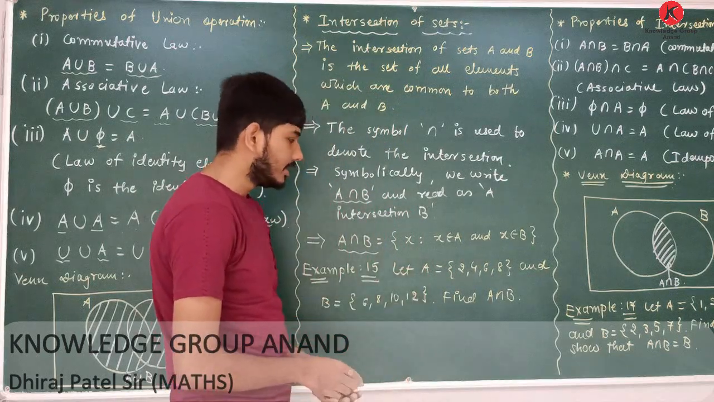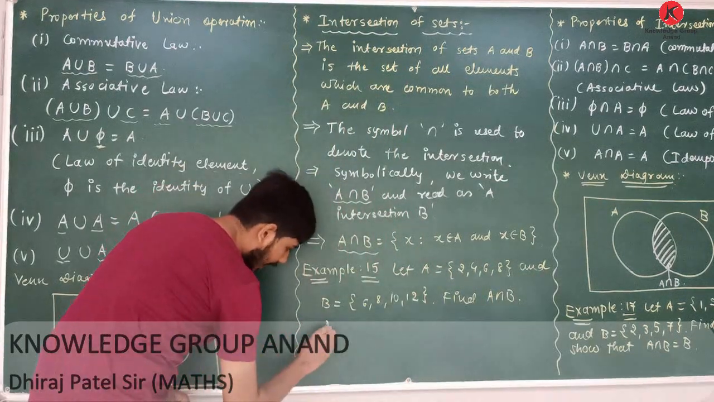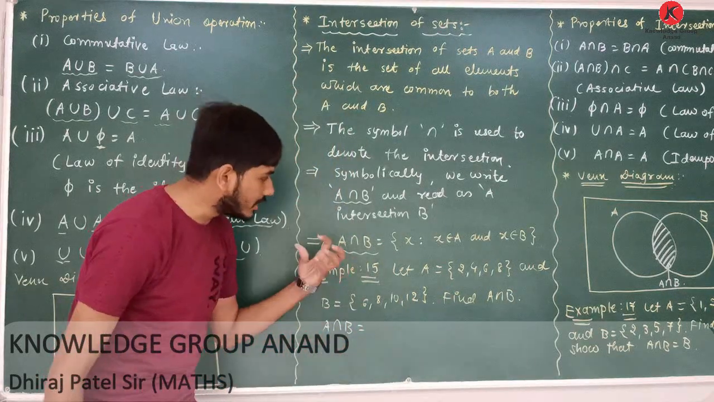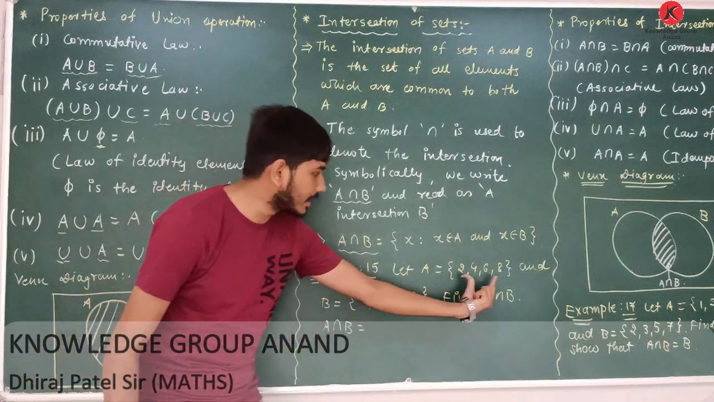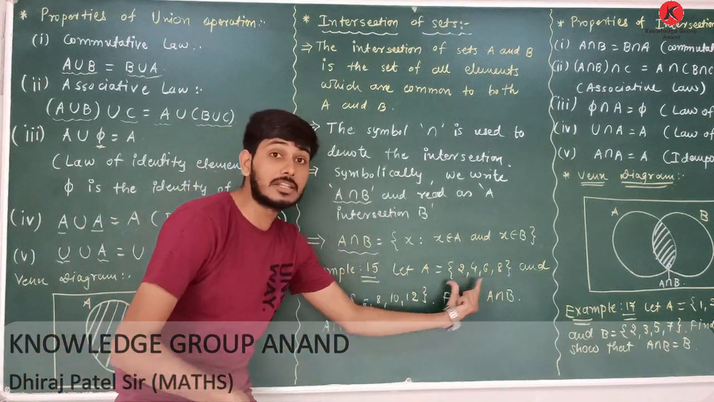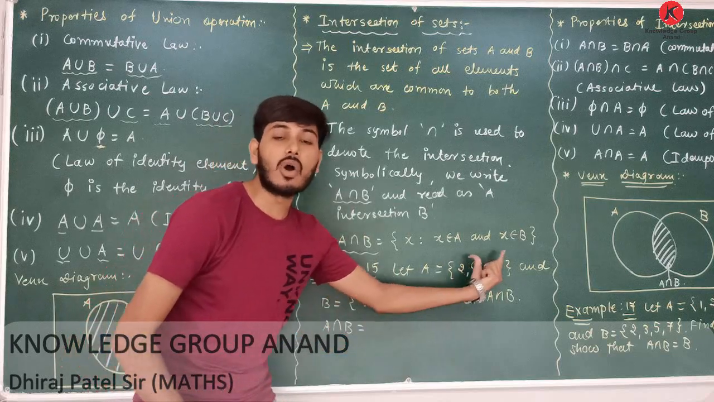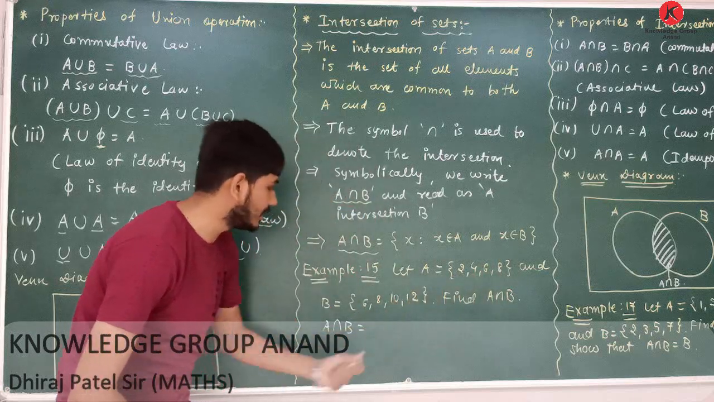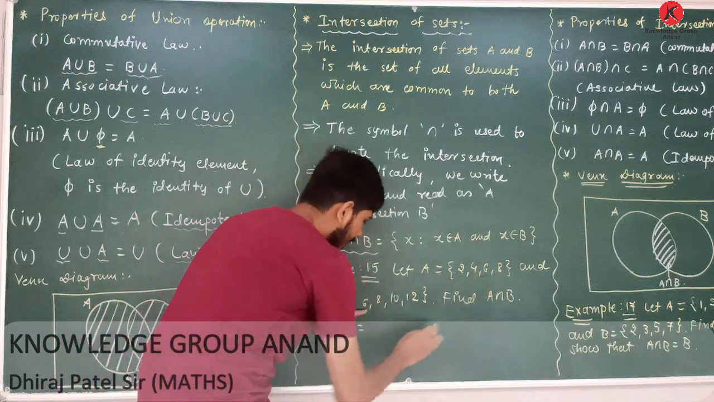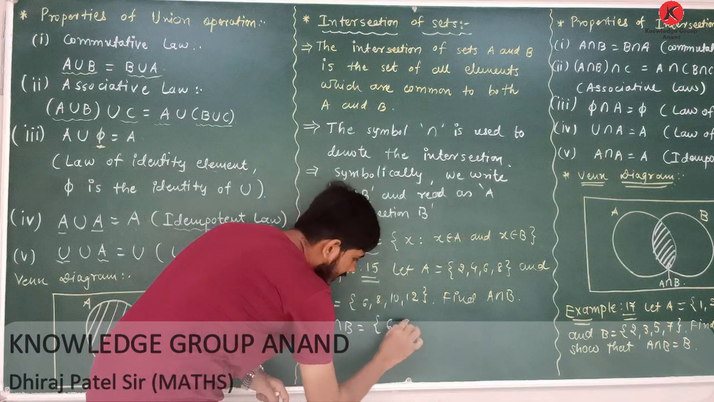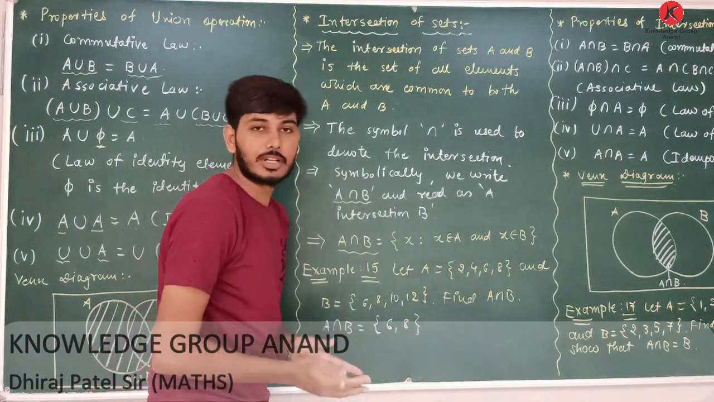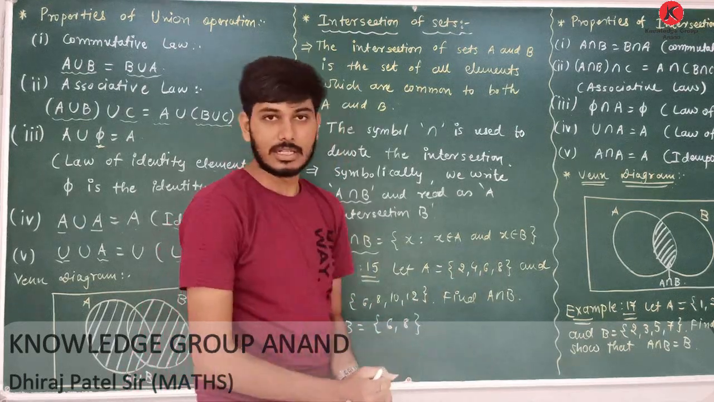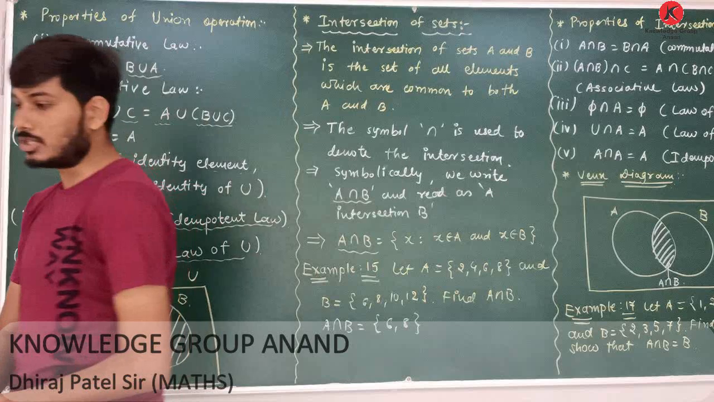So we know that we have to write A intersection B. That means all the elements which are in set A and in set B also, common from those two sets. Therefore, the common elements in set A and set B are only 6 and 8. Therefore, our A intersection B equals 6 and 8 only. Is it clear? The intersection operation is very easy also.